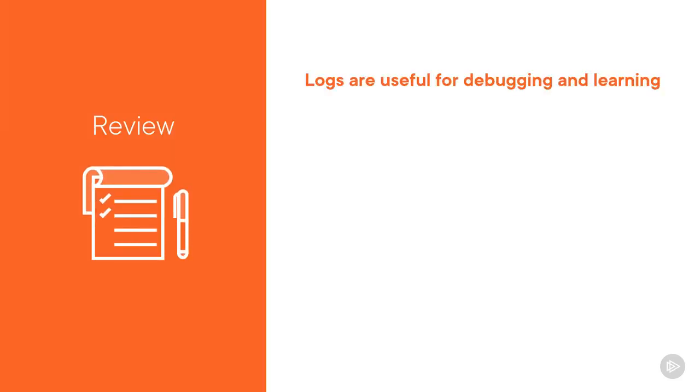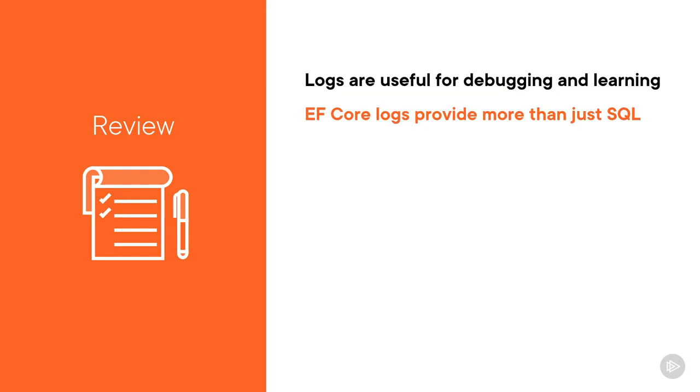Logging is such an important way to understand what's going on in your application, especially when you're trying to debug problems. But I find it also to be really educational when I'm learning new APIs. When people think of logging with EF Core, they often don't see past their desire to look at the SQL. But as you've seen, the EF Core API can show you that and so much more.